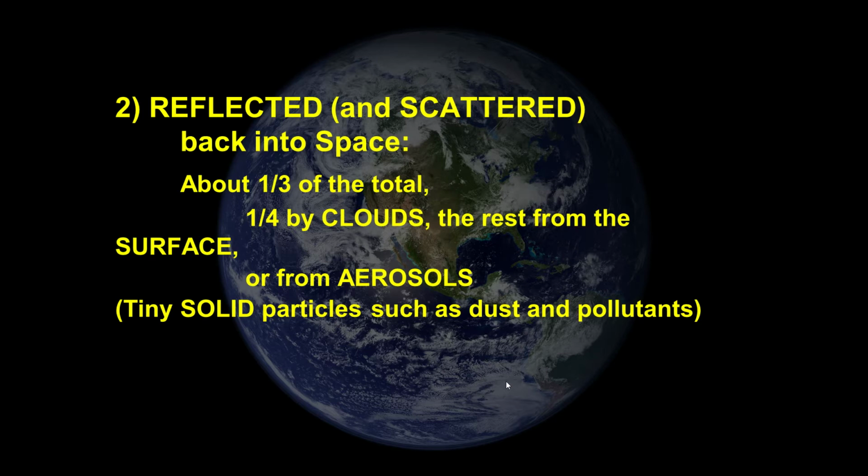So about a third of the total, a quarter of that is by clouds, the rest of it's from the surface. Lighter colored surfaces are going to reflect more. Water is not very reflective. If you look at the oceans from space, when you see a satellite view, they appear quite dark, except in the occasional place where sunlight can get to the bottom and then bounce off the sand. Some Caribbean beaches and whatnot look pretty bright blue. But for the most part, the Earth's surface, forests are pretty dark. Sandy places, it's a lighter color.